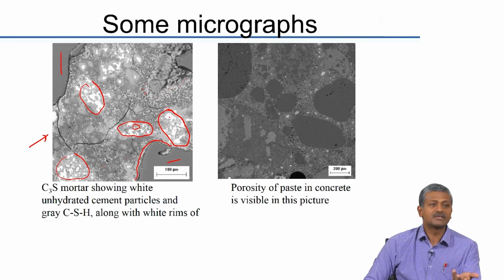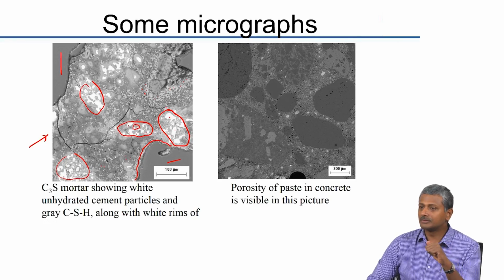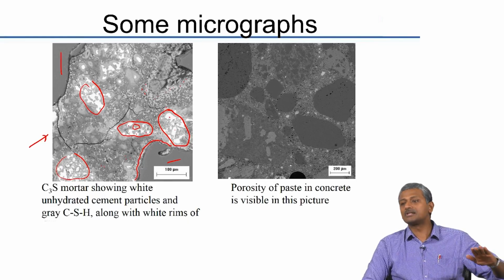Again, what sort of image is this? Is this a fractured image or a polished image? Why do you say it's a fractured image? You can't see any crystalline morphologies. Only what you're seeing is a difference in the gray levels. So it's a polished surface image. Okay. When you see only a difference in the gray levels, it's a polished surface image.